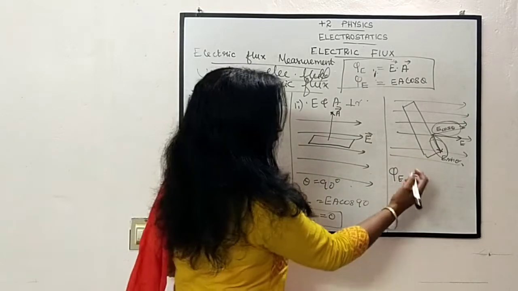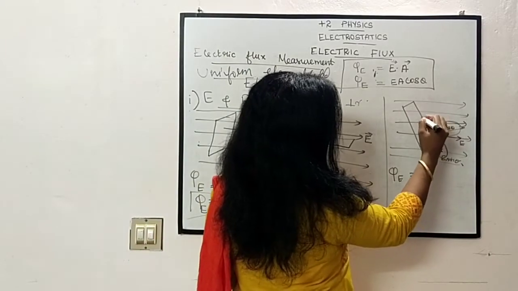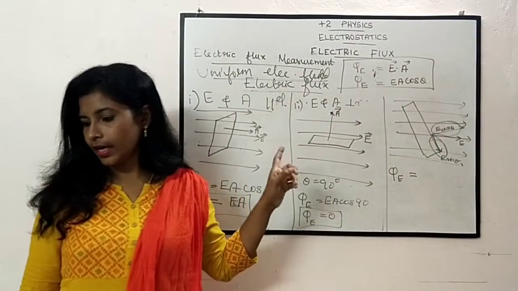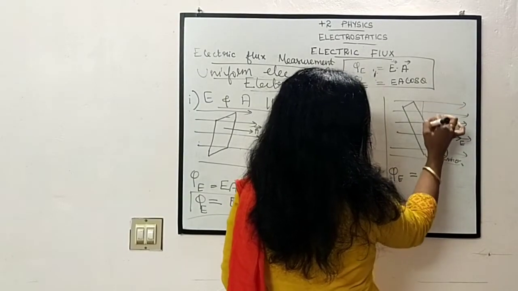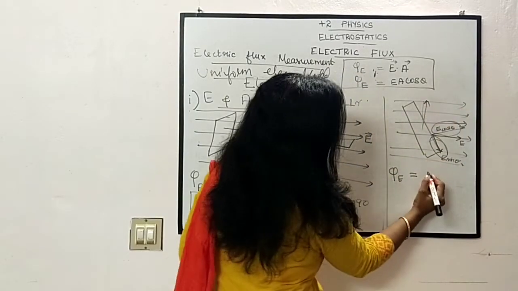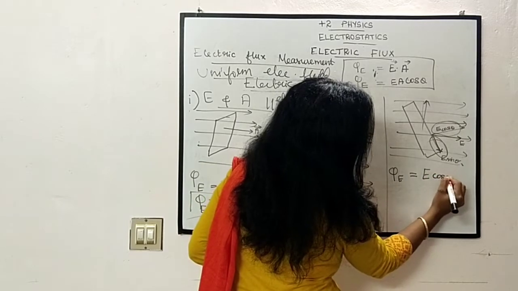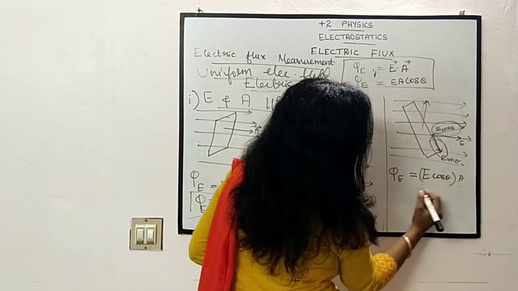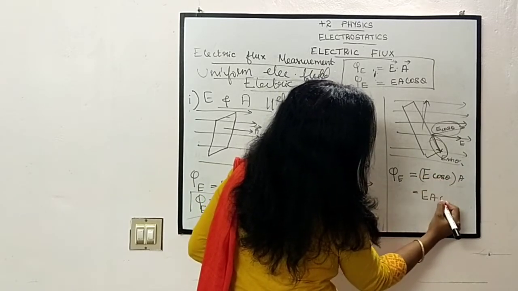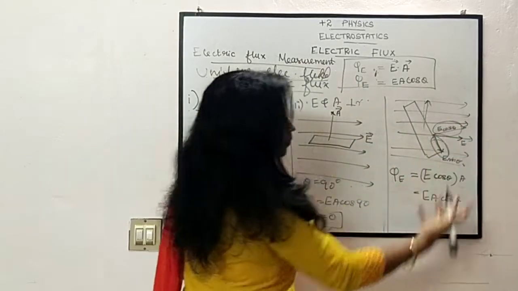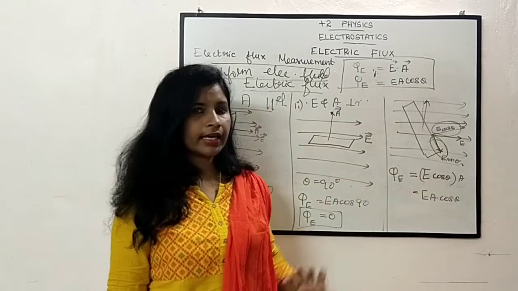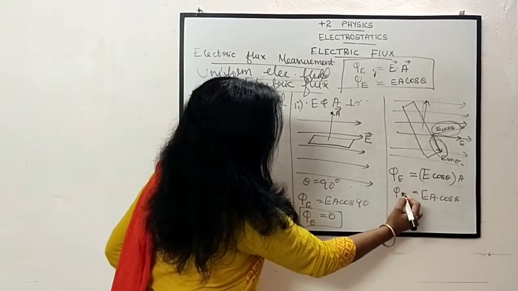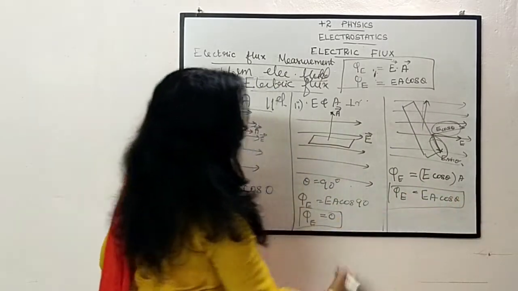So here, this is the area vector. This is E cos theta into A, so we can write it as EA cos theta. Theta depends upon the angle at which we have inclined the plane. According to the angle we place it at, this will vary. So phi E is equal to EA cos theta.